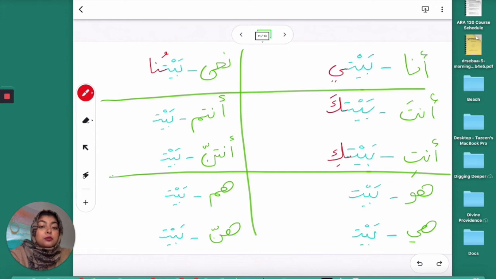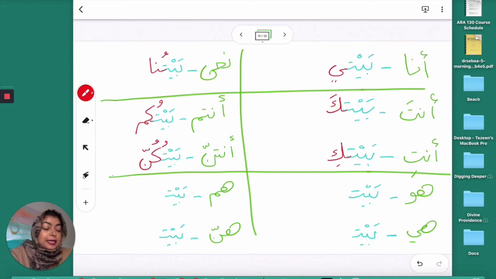So if you do want to use a gender-neutral pronoun for a person, you can use أنتم, بيتكم. The same way we do in English now, they and them, as gender-neutral pronouns. So أنت بيتك, أنتم بيتكم. Same thing here, pronounce it with the dhamma. أنتن بيتكن.